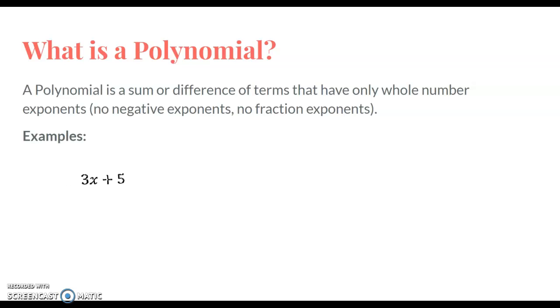Examples of this include many of the things that we've seen throughout this whole semester regarding Algebra 1 concepts, just basically a simple equation, 3x plus 5. We have that plus, which is the sum of two different terms, 3x and 5. And so that's why it's classified as a polynomial.